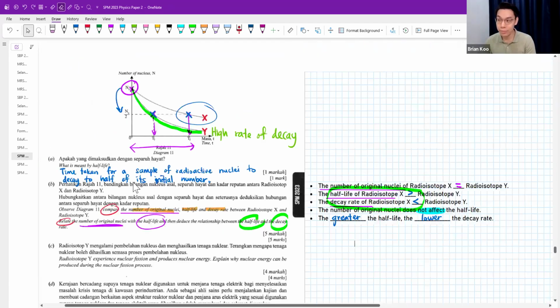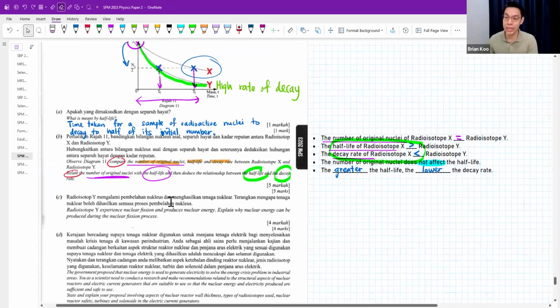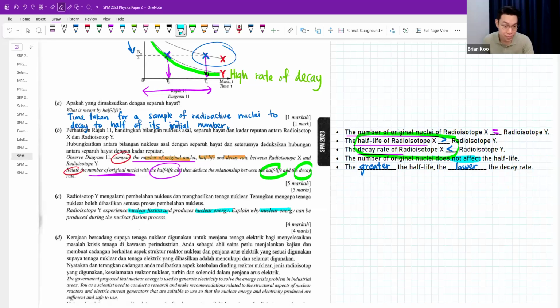Okay, part C. Radioisotope Y experiences nuclear fission and produces a lot of nuclear energy. Explain why the nuclear energy can be produced during the nuclear fission process. Explain why there is energy.